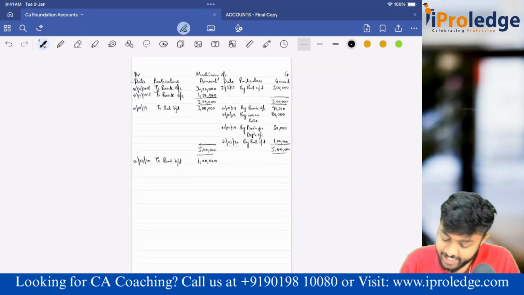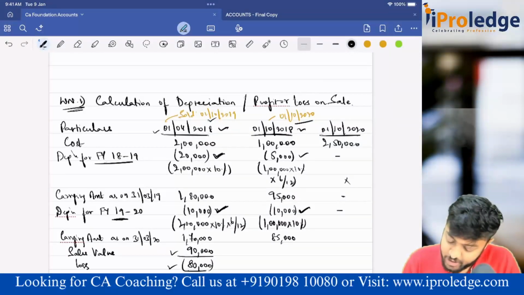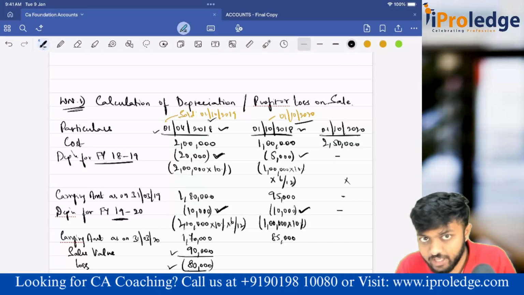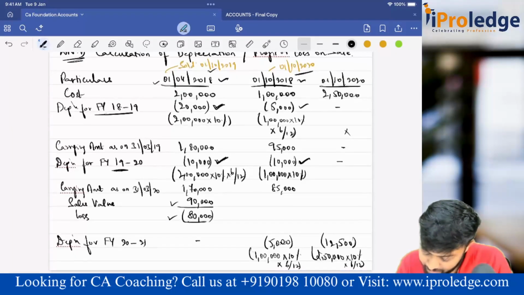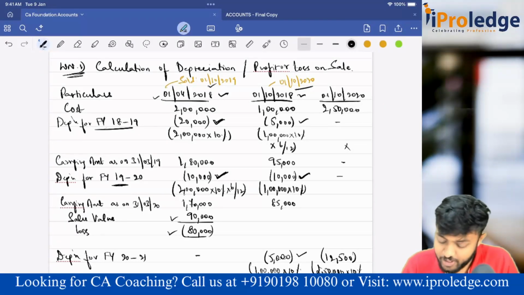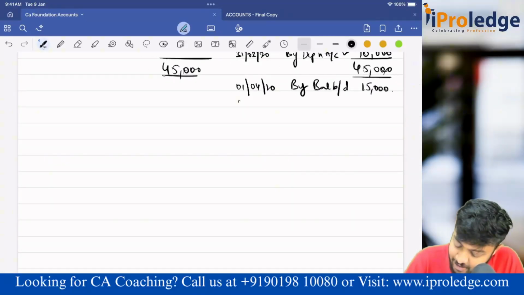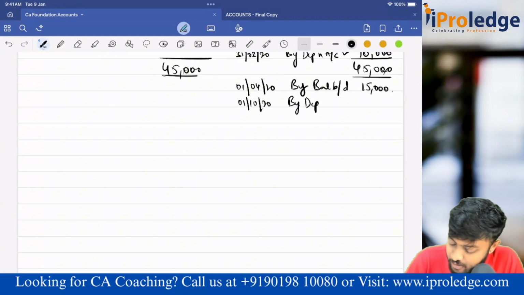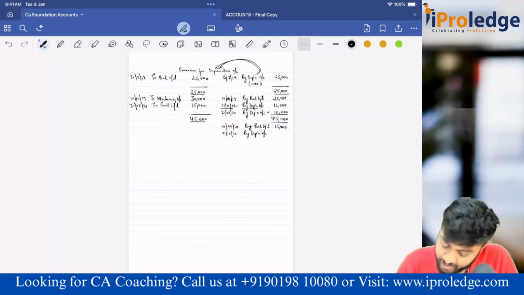Yes, sale has happened. So first we have to do sale entries. First, which is the asset that we are selling? We are selling the second asset, 1/10/2020. So please give depreciation till the date of sale. First step. What is the depreciation till the date of sale? It is 5,000 rupees. So first we'll give it off. When did we sell? 1st October 20, by depreciation, 5,000.